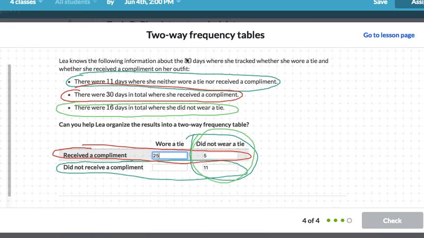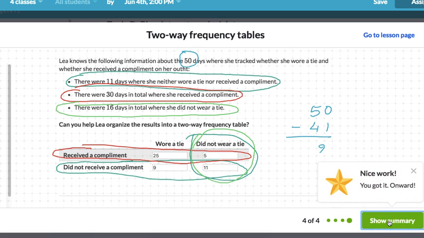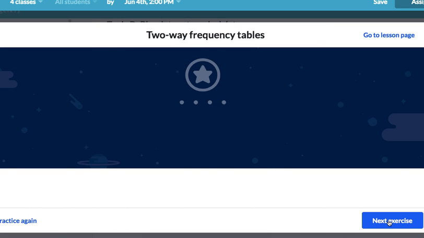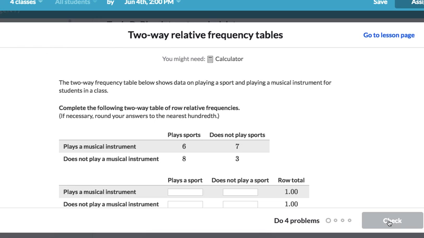And now we're looking for 50, so we want to calculate our 50. From 50, we have 25 plus 5 is 30, plus 11 is 41, and that gives us 9. So we have 9 that remain. Okay, let's move on, and we'll get our first introduction to two-way relative frequency tables in the next video.